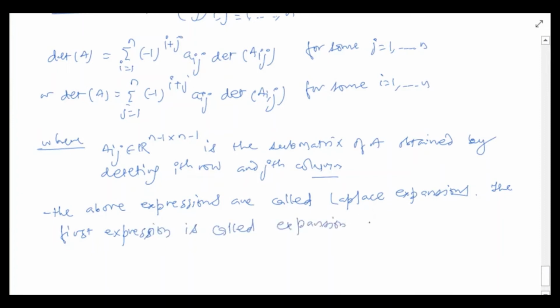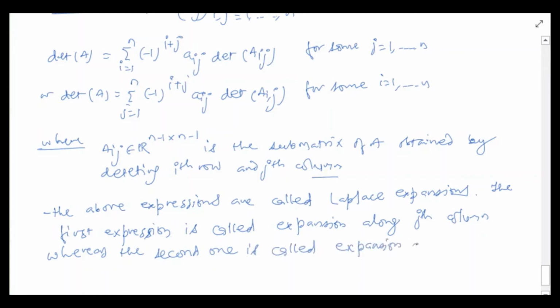Expansion along jth column. Whereas the second one is called expansion along ith row. Second one is called expansion along ith row.